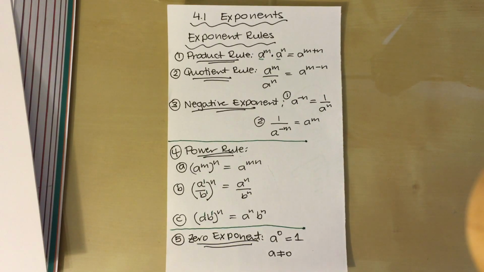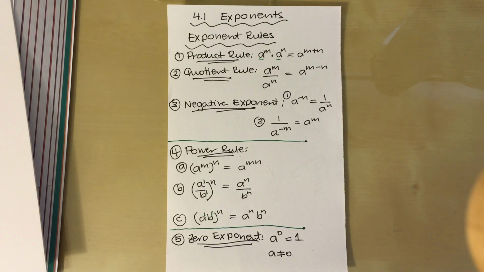4.1, this is a section on exponents. So we have a list of exponent rules which you need to memorize for your test. These rules are also found in your textbook. I have written out 5 of these rules and we're going to go through them and also use them to simplify some examples.